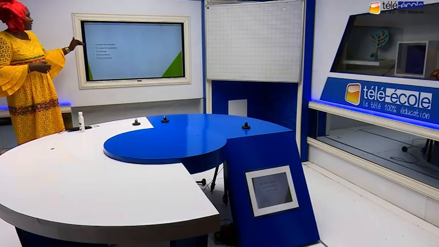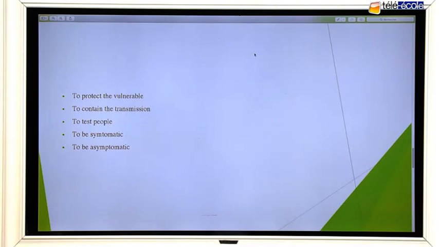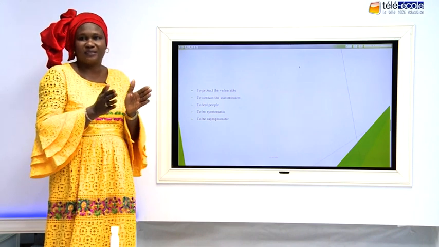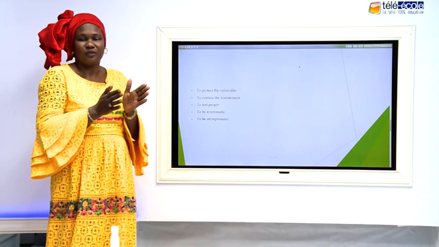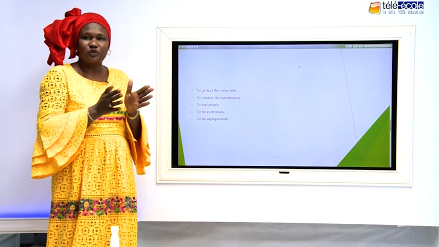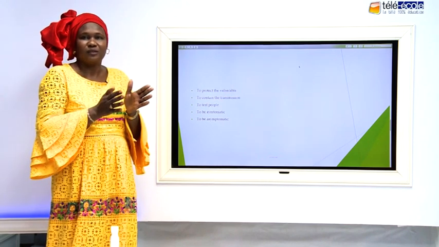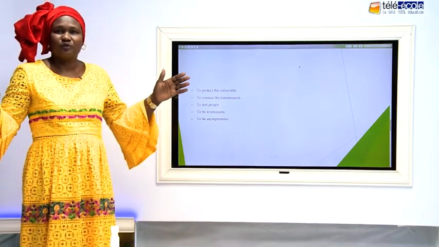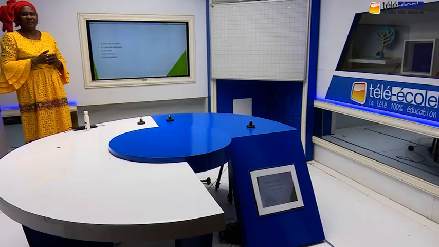We have to contain the transmission. To contain the transmission is to restrict the transmission. To do the most so that a lot of people won't have the illness.